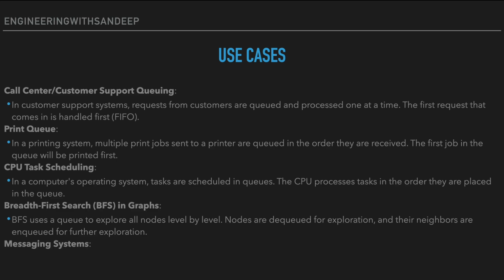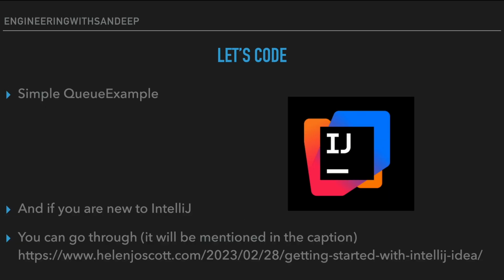Another use case heavily used in many of the enterprise level applications is in systems like Kafka or RabbitMQ, where Kafka and Java applications are integrated. They are used heavily where messages are queued up and processed in the order they were sent. So here are some of the examples for use cases relating to the real world in terms of queue data structure. Now let's code this.